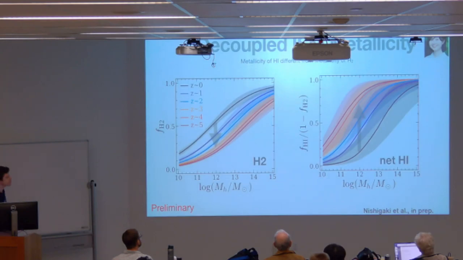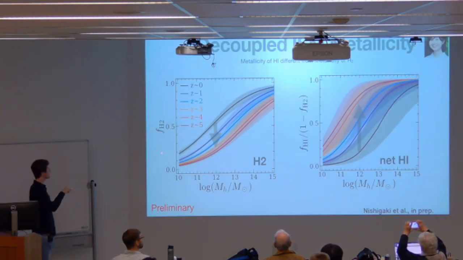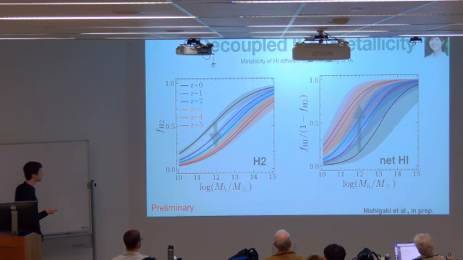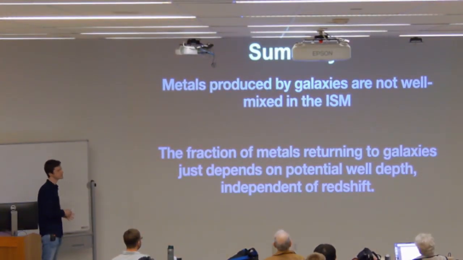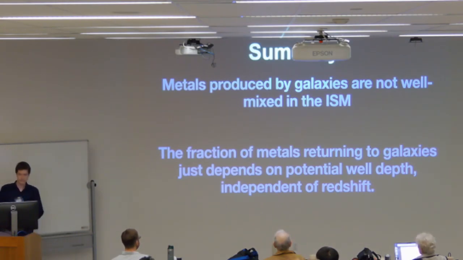And the other thing that we can get is basically an understanding about the split between H1 and H2. We're still thinking about why this is occurring. There are, of course, uncertainties in all the components, such as alpha CO, as well as what it means to be CGM versus ISM and so on. And some of that could be playing into this. But at first order, we found that a decreasing fraction of the metals are deposited in H2, whereas an increasing fraction goes into H1. To summarize: metals produced by galaxies seem not to be well mixed, at least between DLA-probed H1 and H2. And the other key point is that the fraction of metals returning to galaxies' ISM just depends on potential well depth.